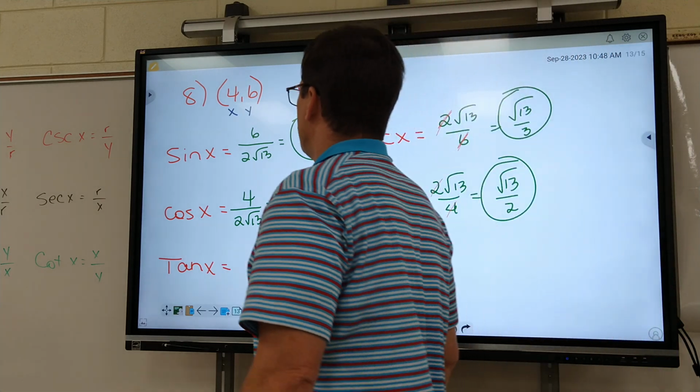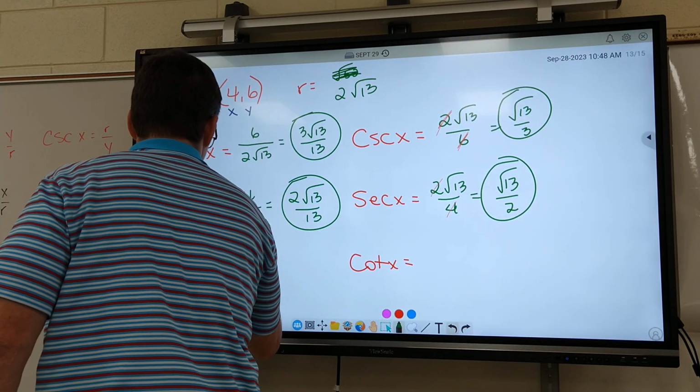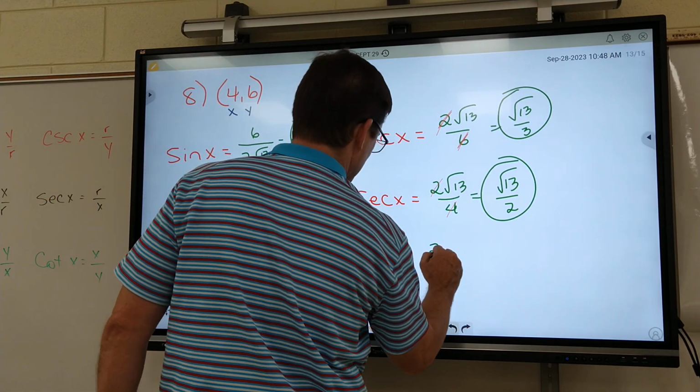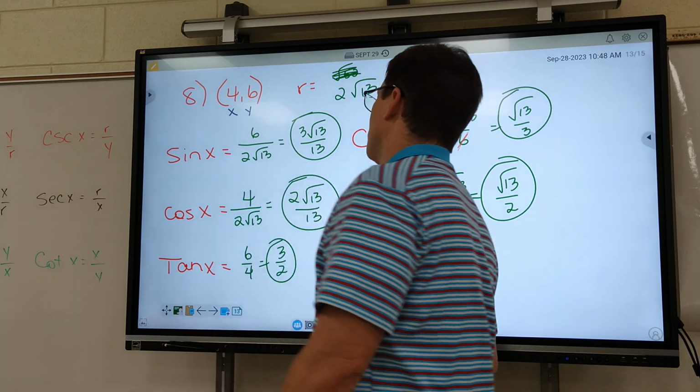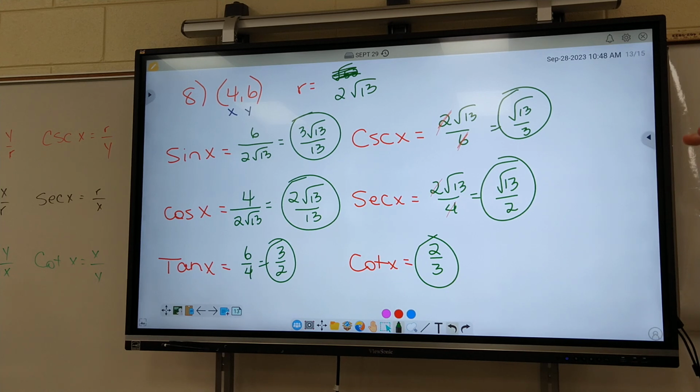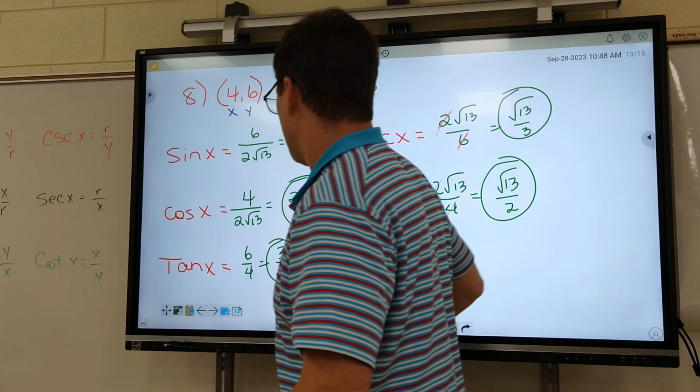All right, tangent should be easy. Y over x is 6 over 4. Reduce it, it's 3 over 2. Flip that one, it's 2 over 3. All right, so that leaves you guys number 3, number 6, number 7, and number 4. So that leaves you 4 of them you can do by yourself in just a minute. Before I let y'all do those, I'm going to show y'all 9 and 10, and then I'll let y'all finish those top 4.